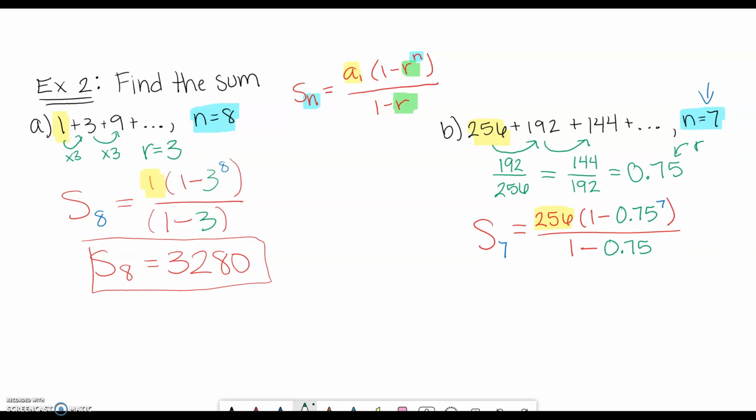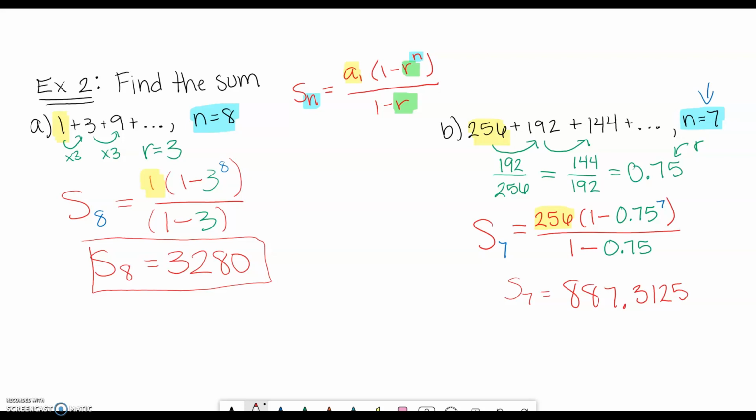Okay, and then go ahead and plug that into your calculator. Again, if calculator is an issue, please email Ms. Holstad and I. Okay, so when you plug that in, you get the sum of the 7 terms is 887.3125.